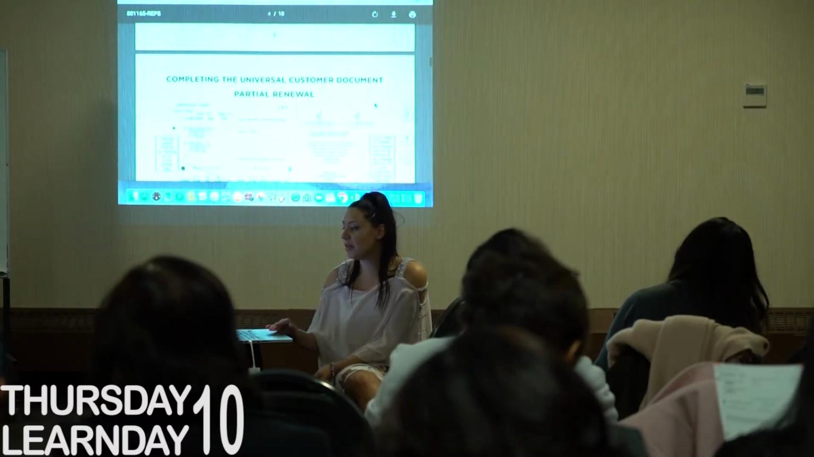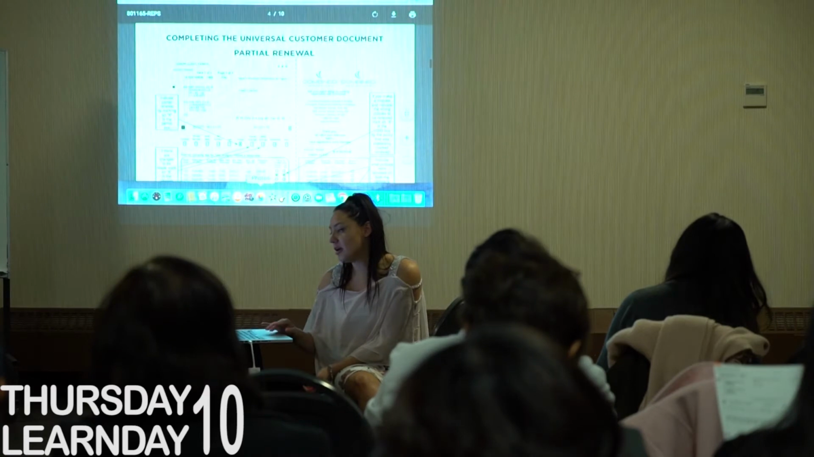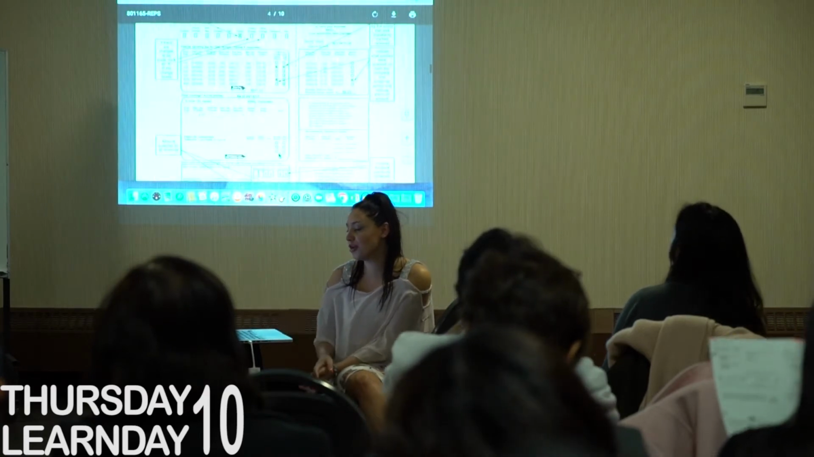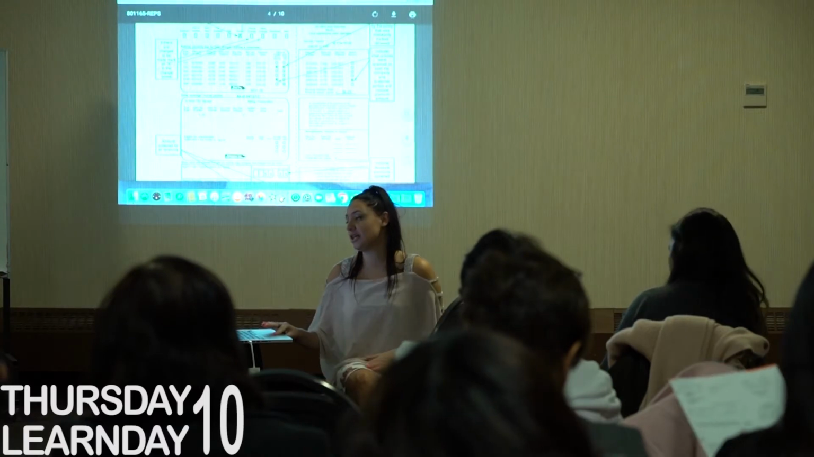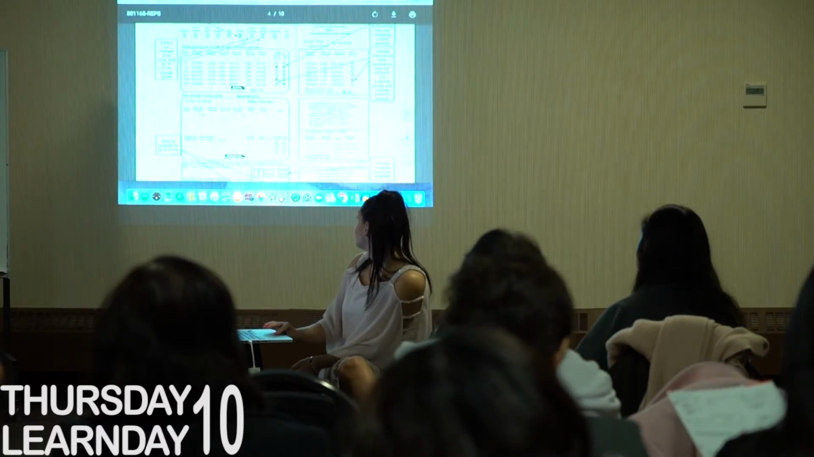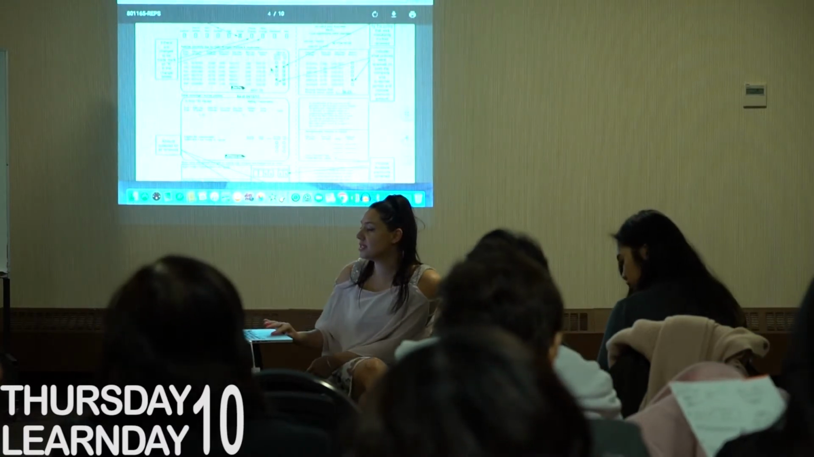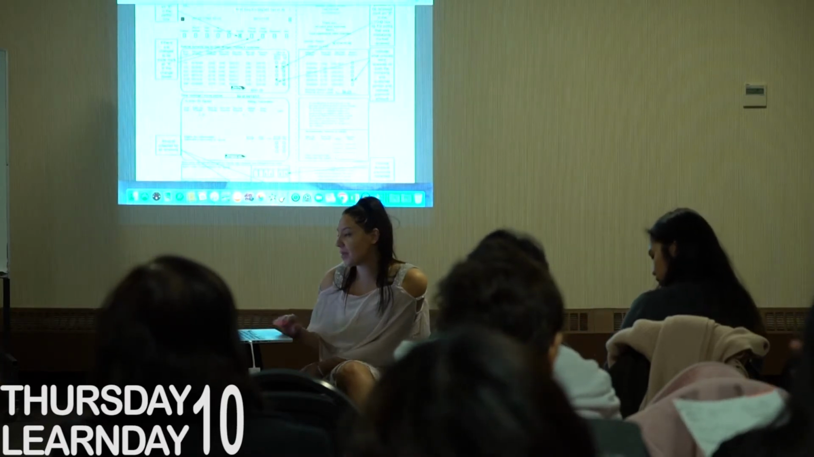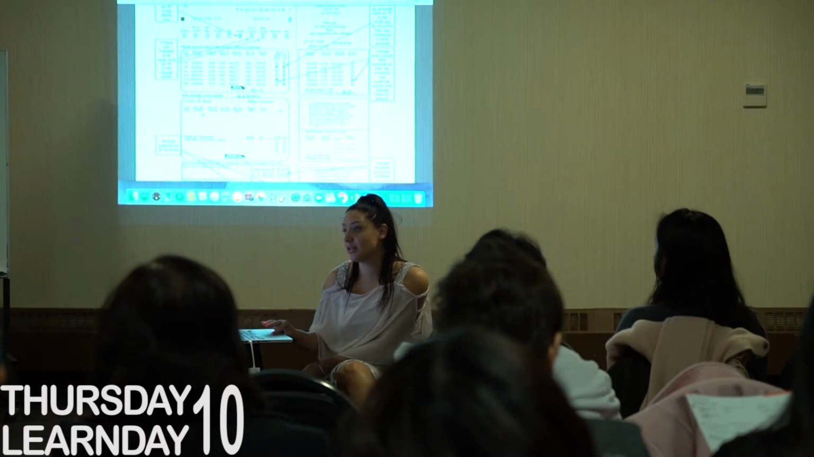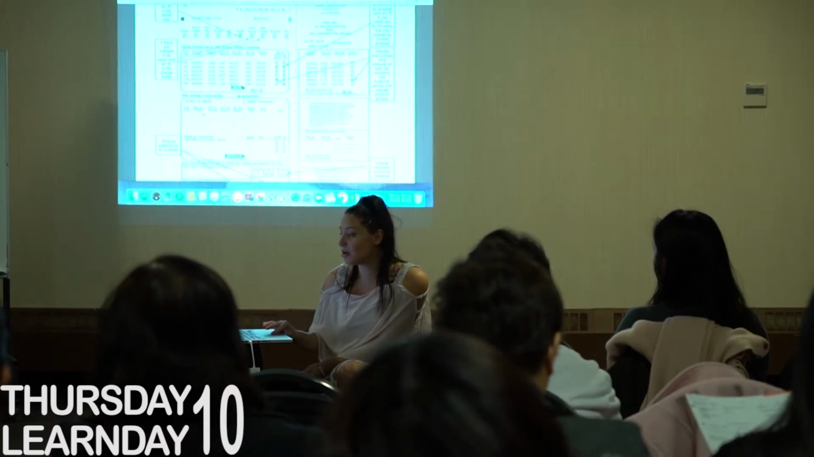Okay, so completing the partial renewal. This is just where you renew a couple of the policies. Again, at the top here, you're going to click partial instead of full. Then you're going to select exactly which ones you're renewing. Then make sure you put the amount that you're collecting, so it's not going to be the full amount, obviously.